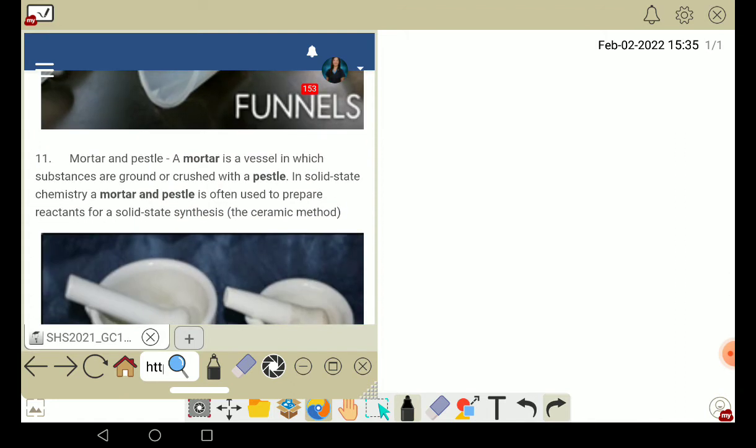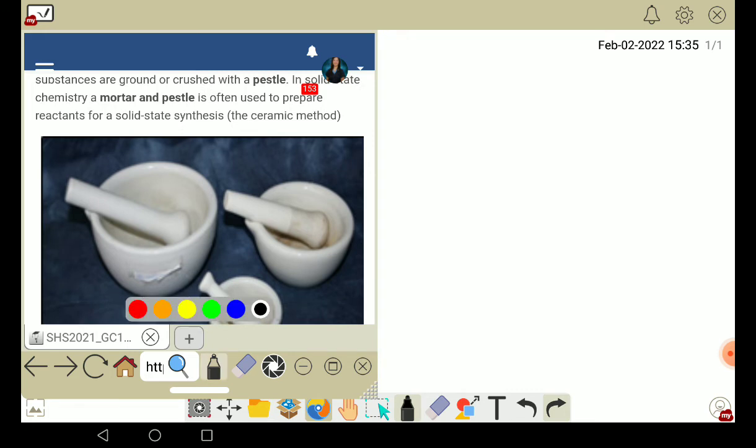Next we have the mortar and pestle. A mortar is a vessel in which substances are ground or crushed with a pestle. This is your mortar, this one, and this is your pestle.